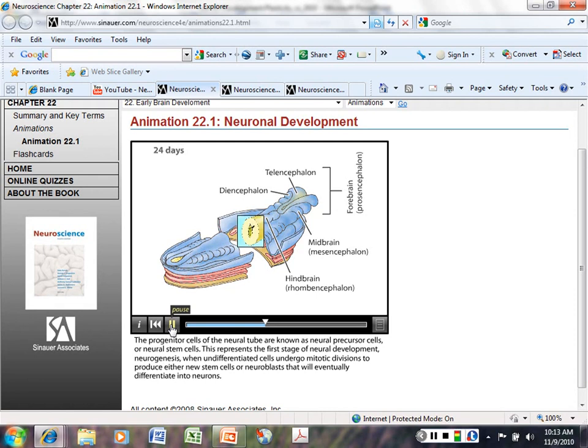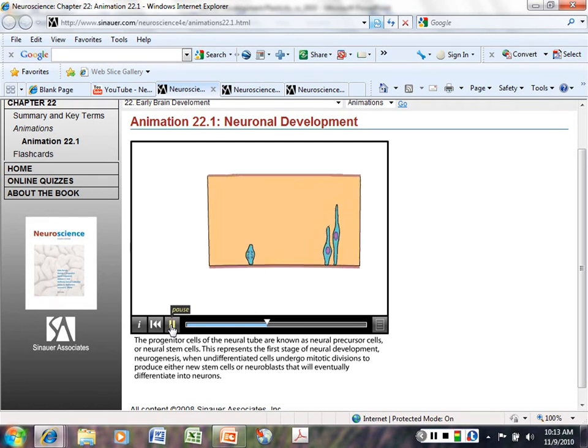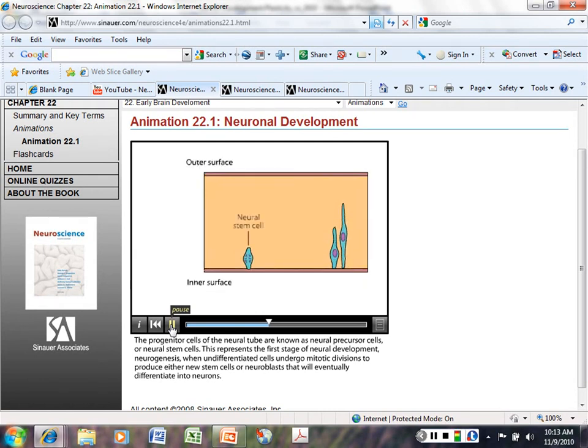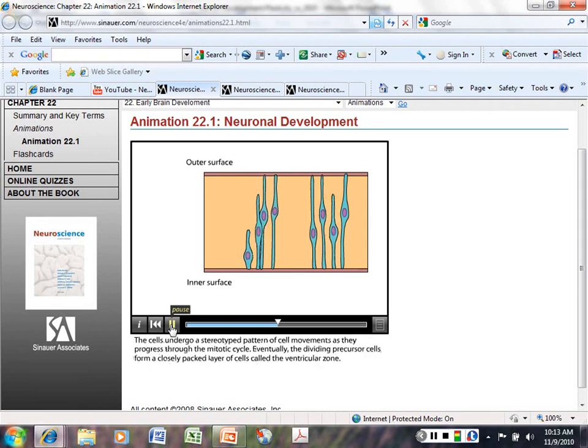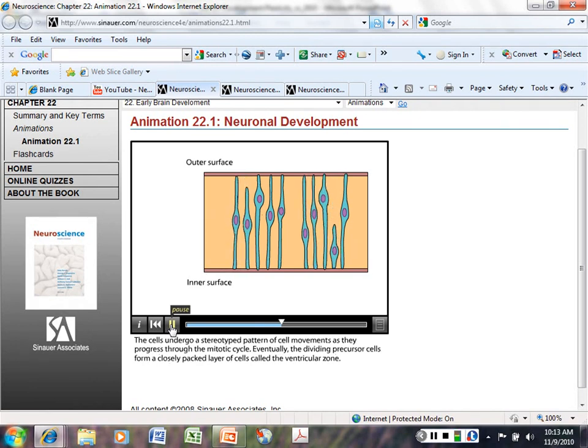The progenitor cells of the neural tube are known as neural precursor cells, or neural stem cells. This represents the first stage of neural development, neurogenesis, when undifferentiated cells undergo mitotic divisions to produce either new stem cells or neuroblasts that will eventually differentiate into neurons. The cells undergo a stereotyped pattern of cell movements as they progress through the mitotic cycle. Eventually, the dividing precursor cells form a closely packed layer of cells called the ventricular zone.